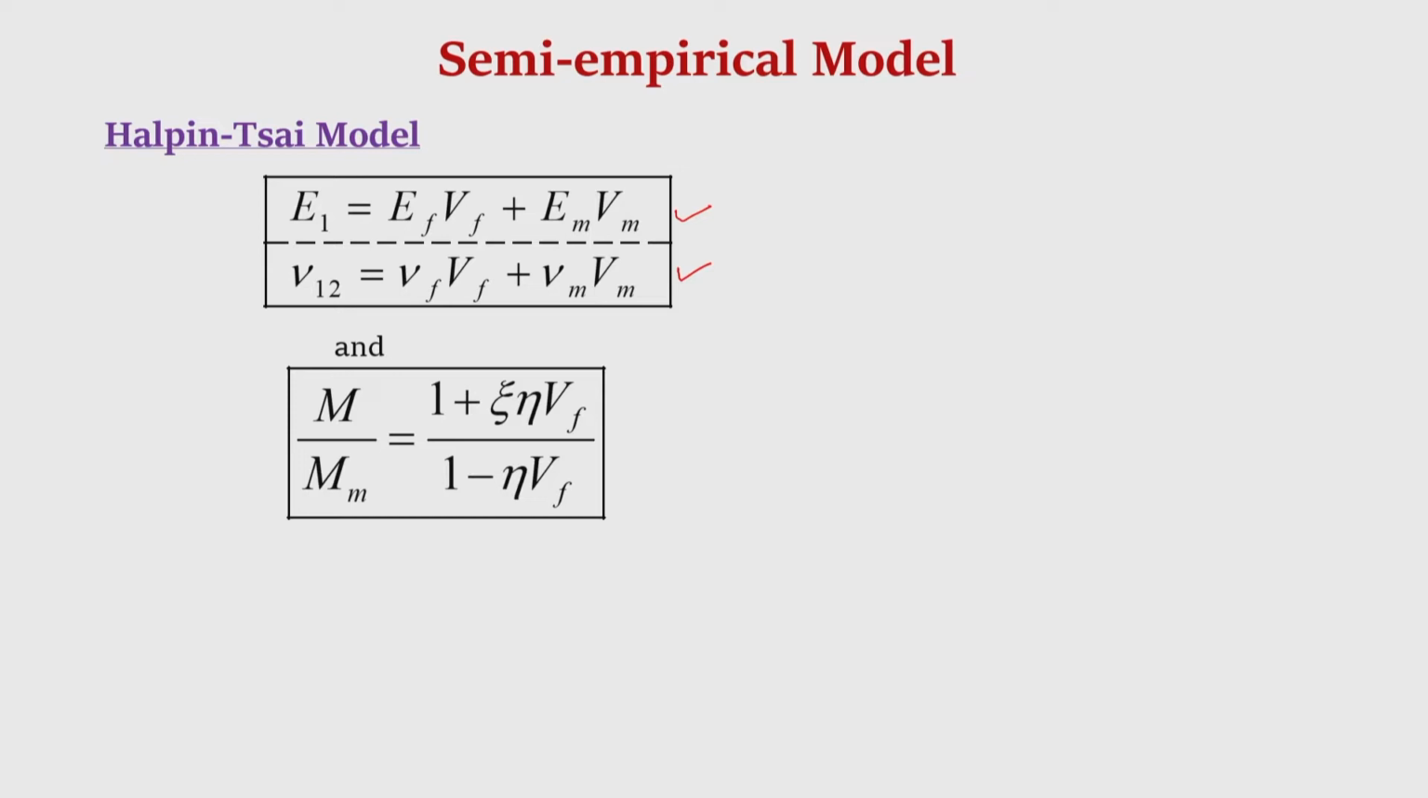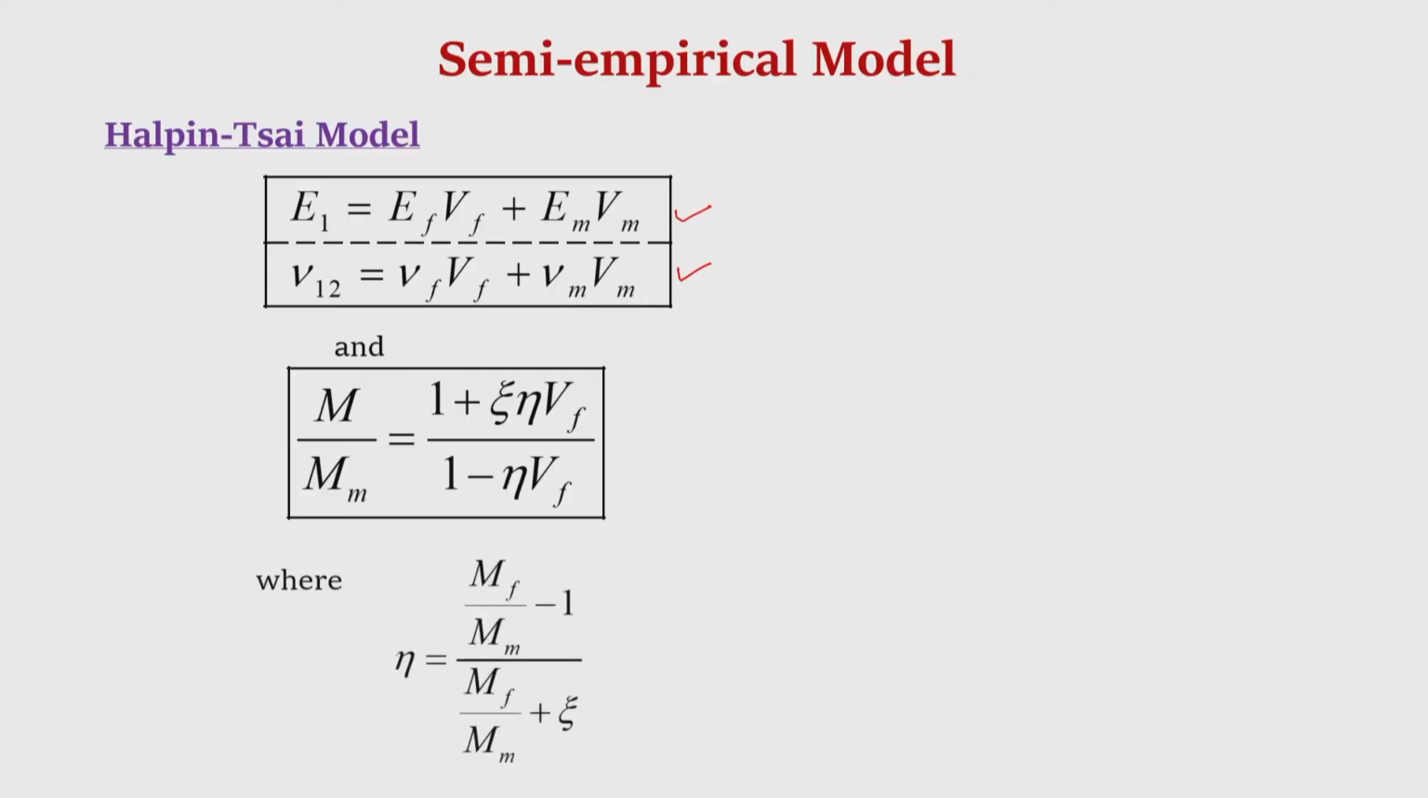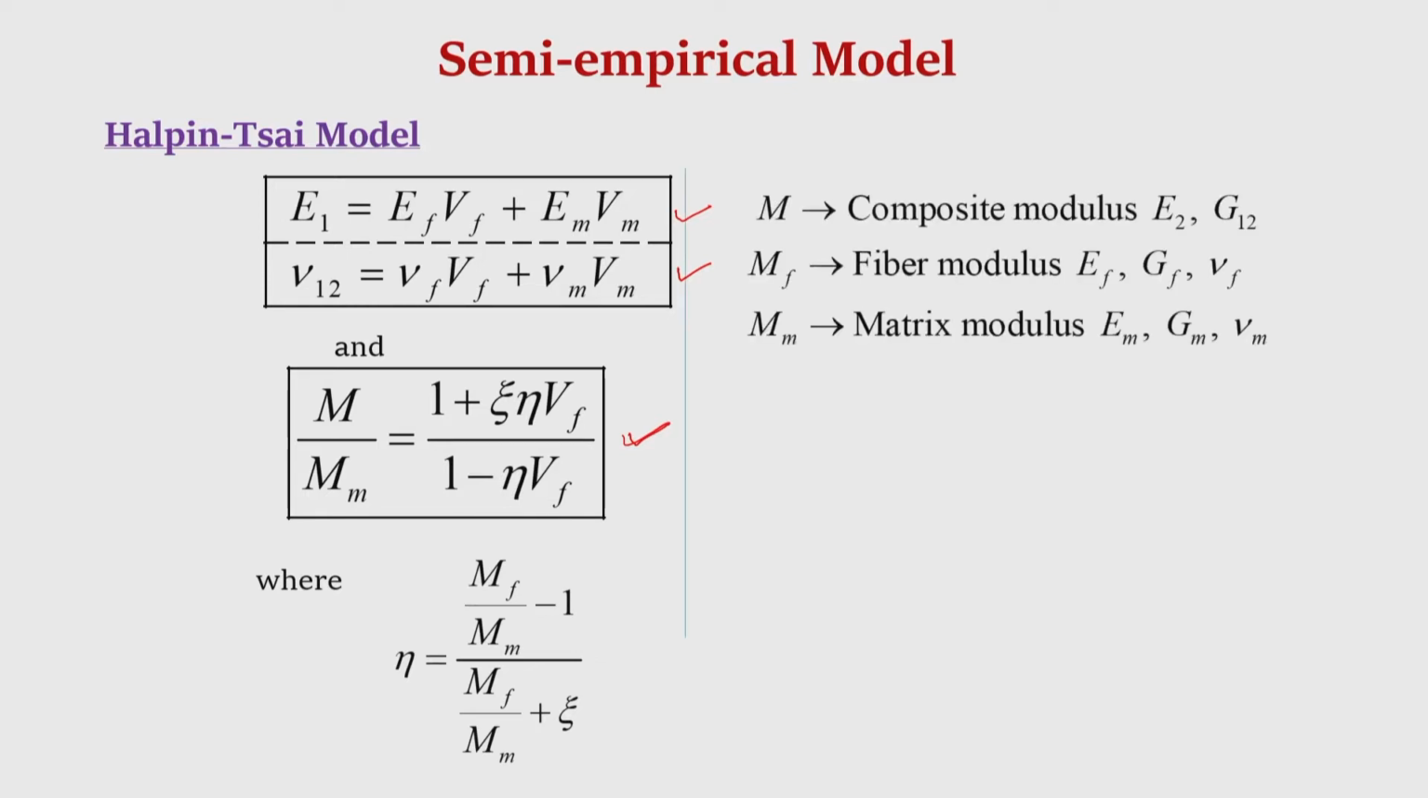the Halpin-Tsai semi empirical model interpolated some of the elasticity solutions and provided a much simpler estimate, where we could predict the transverse stiffnesses of the lamina. This is the Halpin-Tsai model for determination of transverse stiffness, where M stands for the transverse Young's modulus E2 or the in plane shear modulus G12.